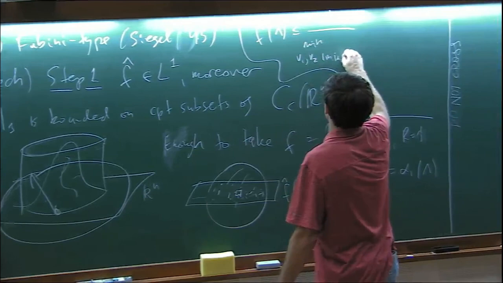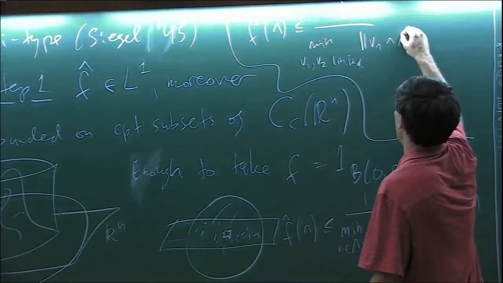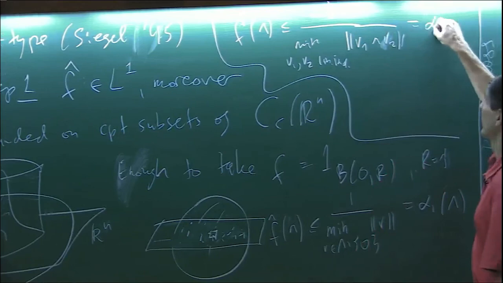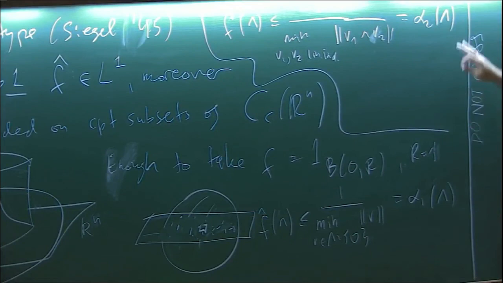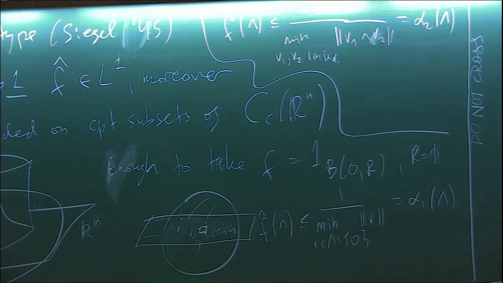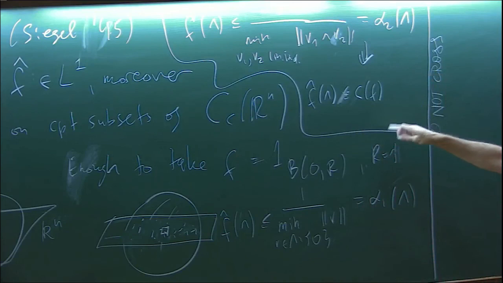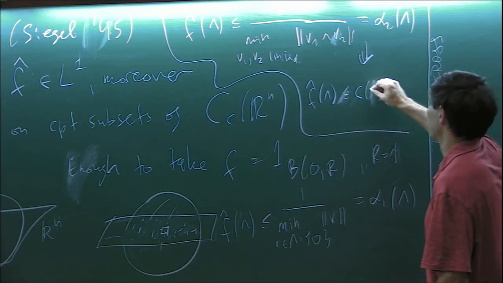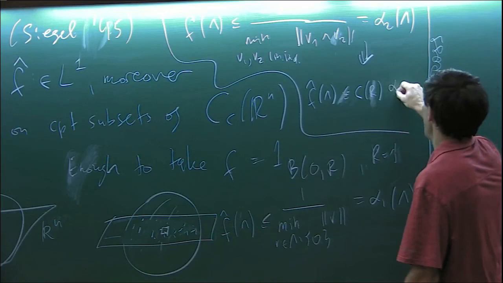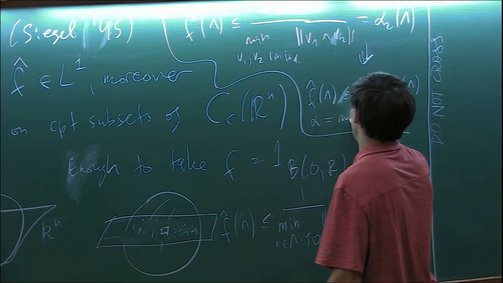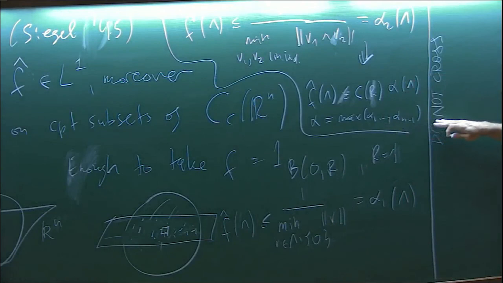So what you get is that f hat is bounded by one over the minimum over v1, v2 linearly independent of the norm of v1 exterior product with v2. And that's exactly alpha 2 of lambda. Then you can do it in all dimensions and take the worst case. So in the worst case, the conclusion is that f hat of lambda is not bigger than some constant depending on f, in fact only on r in this case, times alpha of lambda, where alpha is the maximum of alpha 1 up to alpha n minus 1. This is the alpha function of Margulis, and we have this inequality.